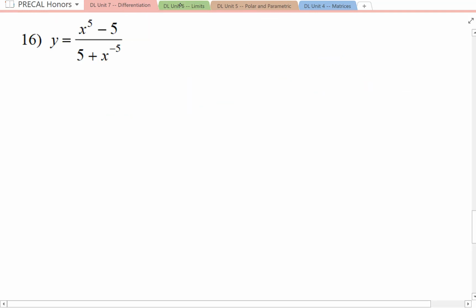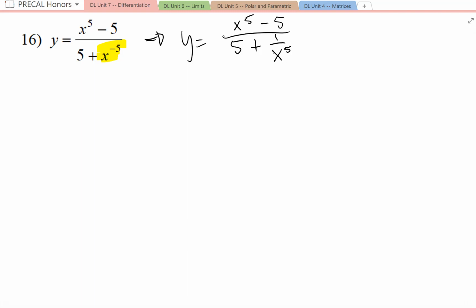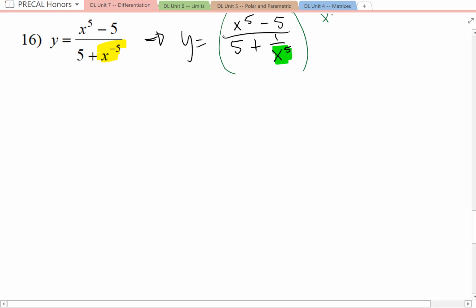For number 16, I see that I'll probably use the quotient rule, but then there's an x to the -5 in the denominator. Let's rewrite it as a fraction first of all, and I'll show you why. X to the 5th minus 5/5 plus 1/x to the 5th. Before we even derive it, let's get rid of this little mini fraction. So your mini denominator is x to the fifth, and that's the LCD because that's the only denominator we have. So we're going to multiply by x to the fifth over x to the fifth and distribute.